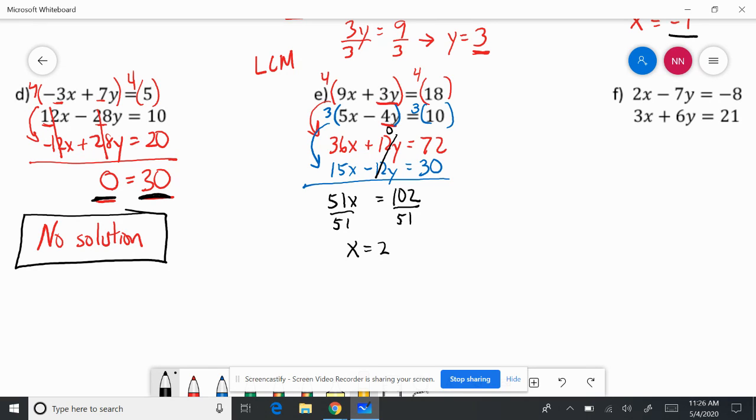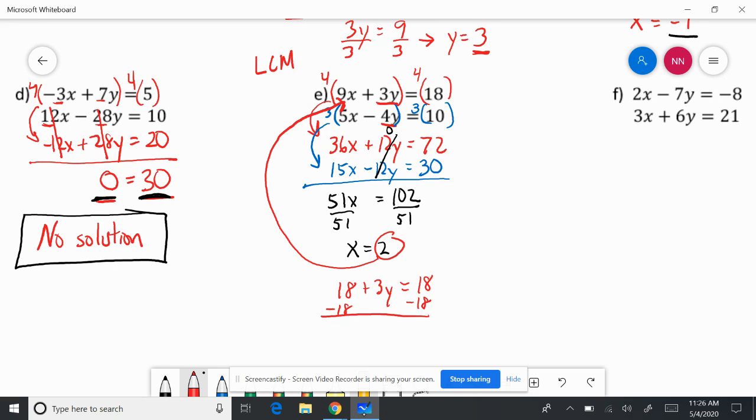Now what I need to do is plug it into one of the equations. I have to decide, do I want to pick the top equation or the bottom one? I'm going to pick the top. I think it looks easier, but it doesn't matter which one. I'm going to plug a 2 in for the x. 9 times 2 is 18, plus 3y equals 18. I'm going to subtract 18 on both sides. I get 3y equals 0. So when I divide it by 3, y is equal to 0. Remember, I'm going to write it as an ordered pair. X comes first, y comes second. My answer is 2, 0. That's my ordered pair.